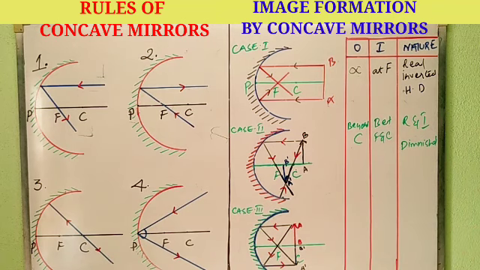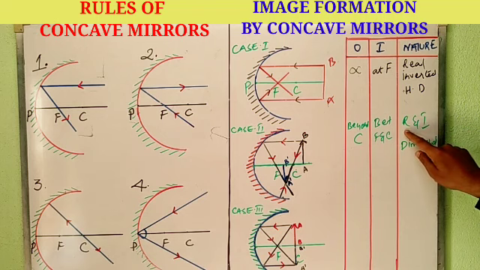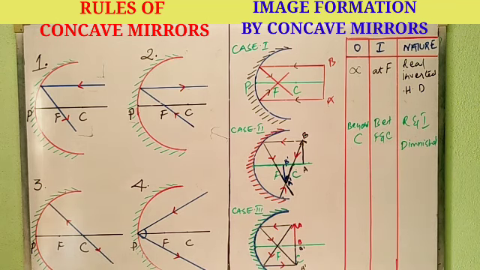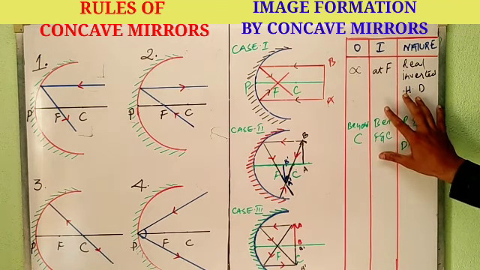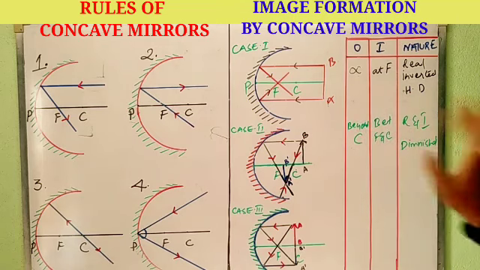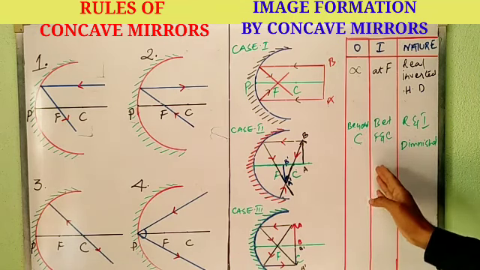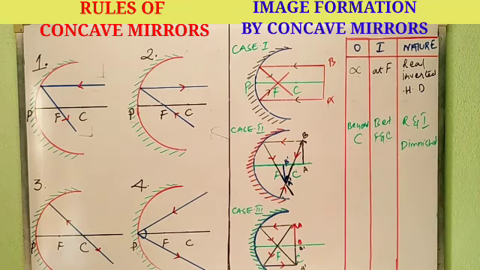So 3 points are to be understood when we are trying to understand about an image. Where is the image formed? And is the image real or virtual? Or what is the size of the image? These 3 points are to be understood regarding an image, and all 3 points are dependent on where the object is. So if the object is beyond C, the image is between F and C and the image is real, inverted and diminished.